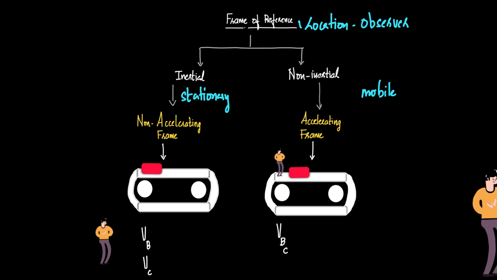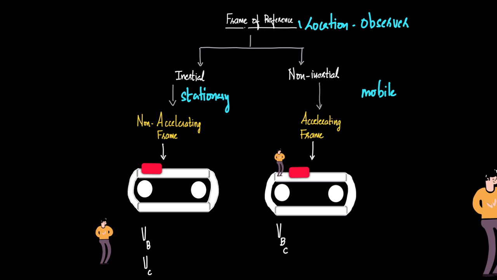If the observer is standing in a stationary location, then that frame is said to be an inertial frame. If the observer is present in a mobile location, then that corresponding frame is said to be a non-inertial frame. Inertial frames are otherwise called non-accelerating frames, and non-inertial frames are otherwise called accelerating frames.